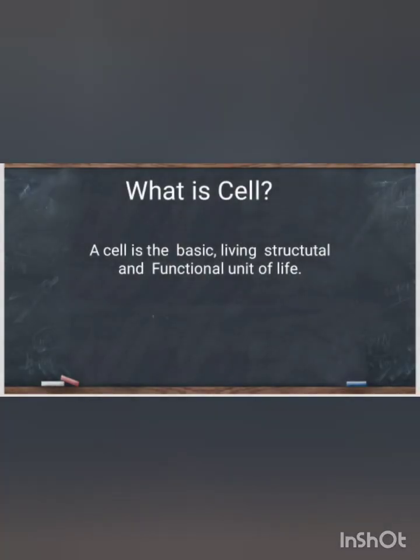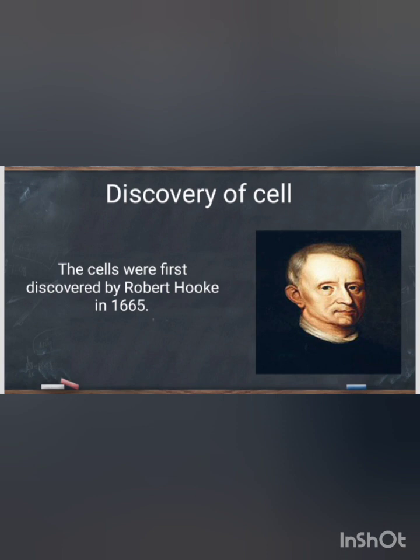A cell is the structural, functional and biological unit of an organism. Cells are the basic building blocks of our muscles, bone and other organs. In 1665, Robert Hooke discovered the first cell. He was an English scientist. He used his microscope to look at cork cells.